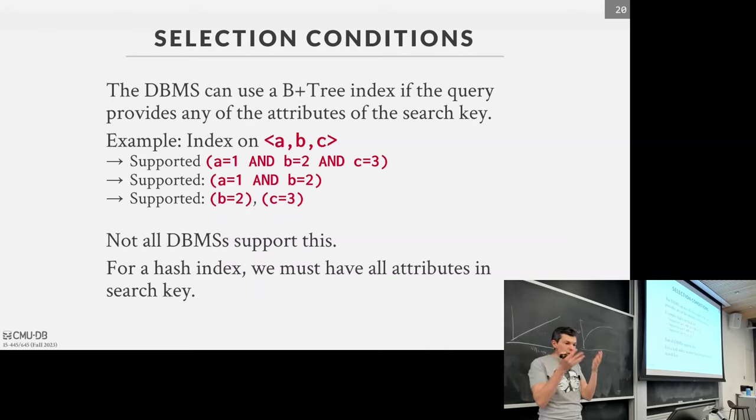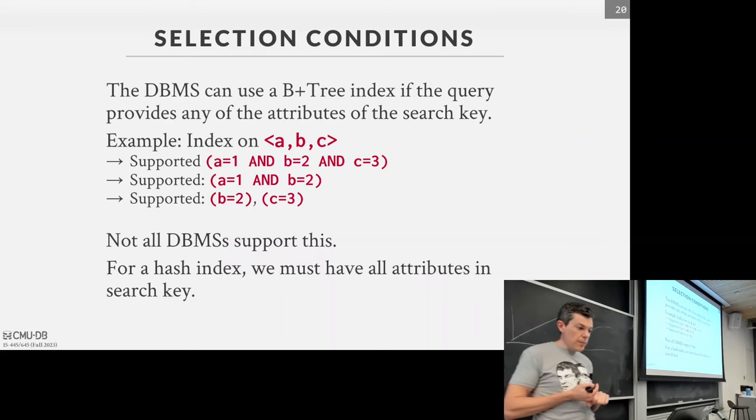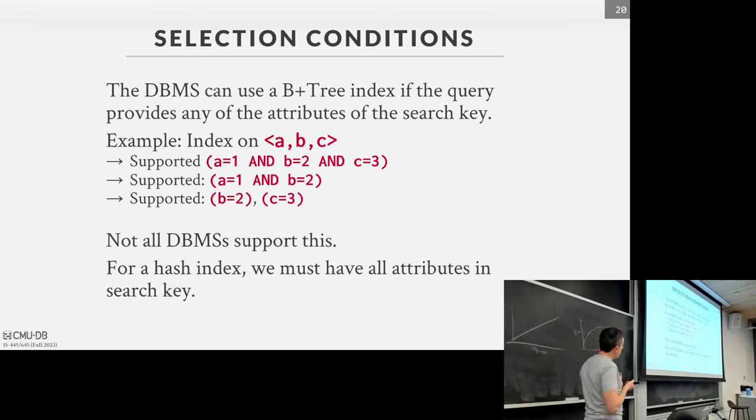If I build an index on columns A, B, C, and I only have columns A and B for my key, I can't hash that and jump to anything meaningful, because the hash is completely random. But in a B+Tree, you can have only parts of the key, or a certain number of the attributes your key is based on, and still use it for queries.